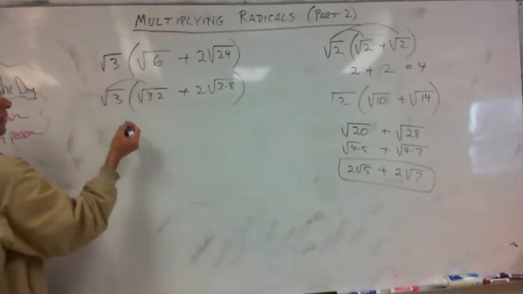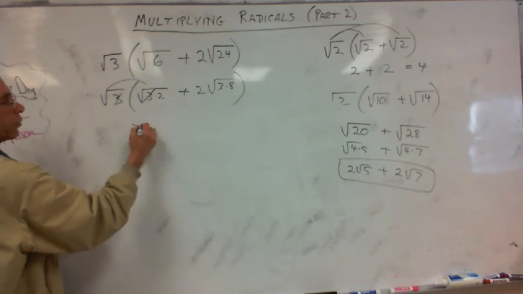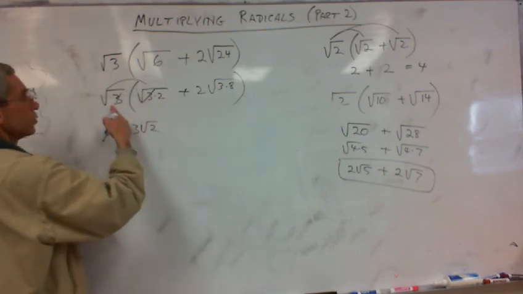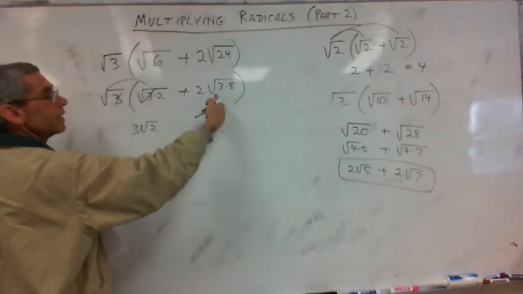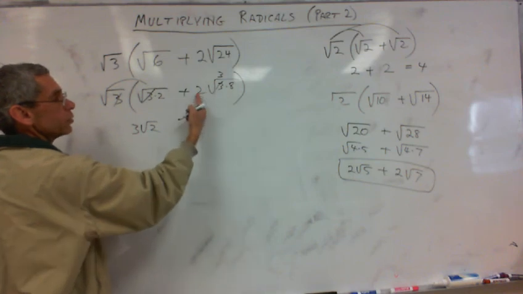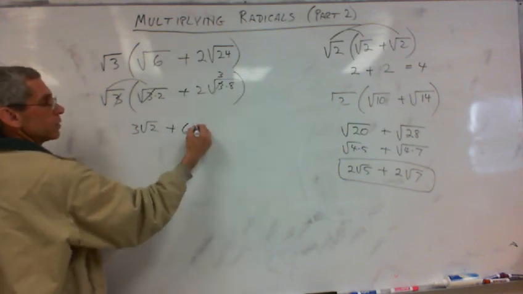When I do this, the 3's come out as a 3. So I now have 3 square root of 2. You see what I'm doing? Make sense? All right, and then here, look, the square root of 3 times the square root of 3 is 3. So that'll come out as a 3, those cross out. So 3 times 2 is 6. So I'm going to put 6, 3 times 2 is 6, times the square root of 8.